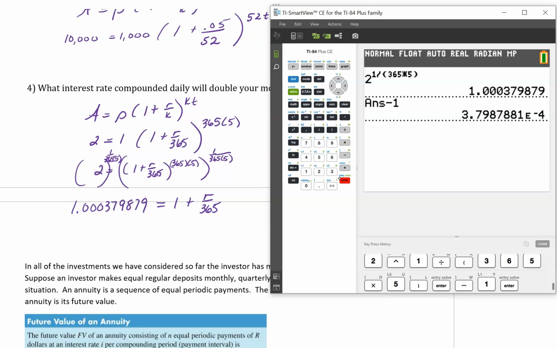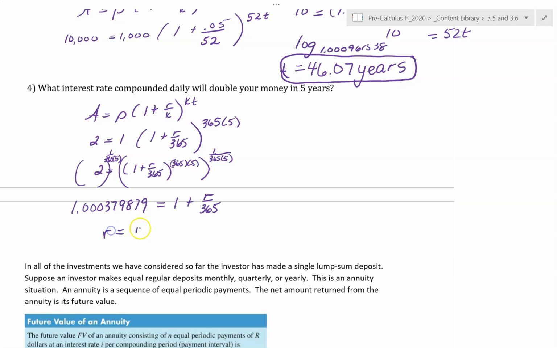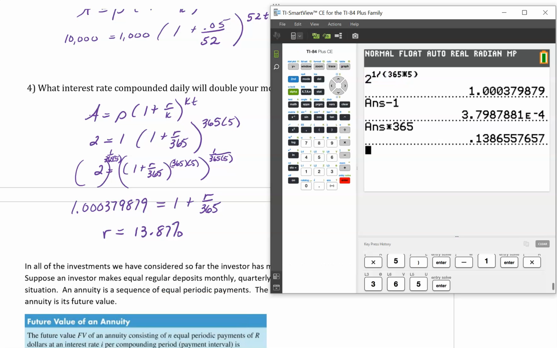And we're going to multiply by 365 to find r. So r is 0.1387. So 13.87%. Okay, questions there? We're going to practice more with the calculator in a separate activity.